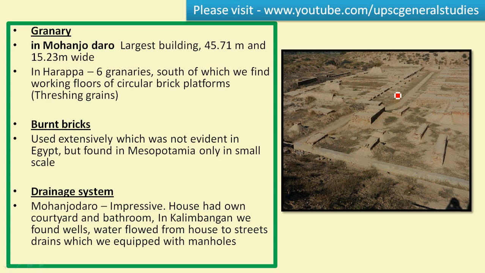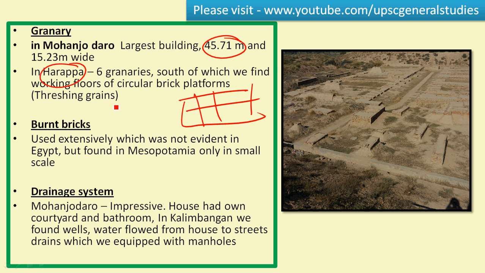Next is the granary. In Mohenjo-daro it was the largest building, 45 meters by 15 meters. But in Harappa we do not find a single granary; the large granary was divided into 6 parts. We find 6 granaries in Harappa, and south of them we find a working floor of circular brick platforms for threshing of the grains. So we find the processing of these grains at the Harappan site as well.